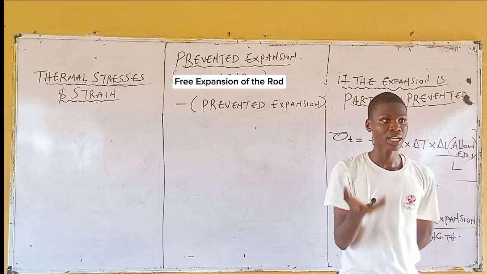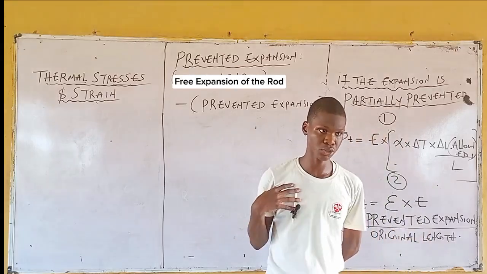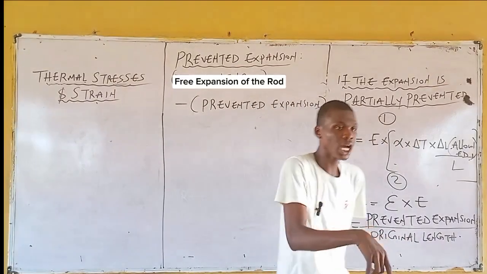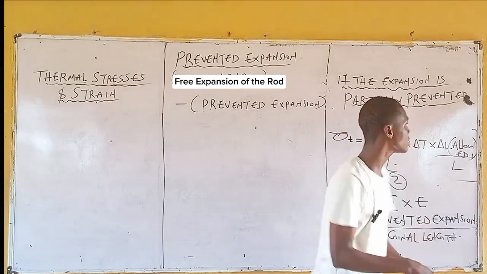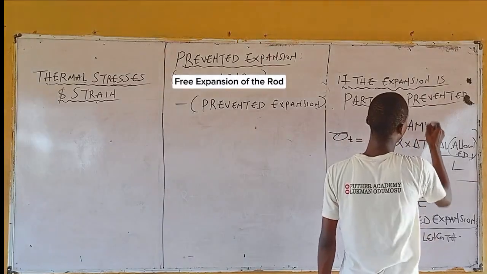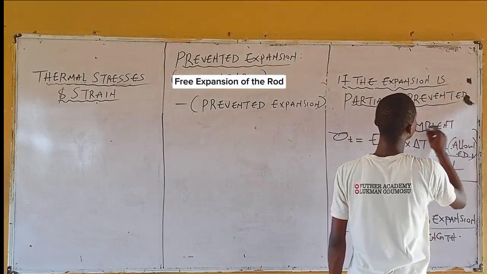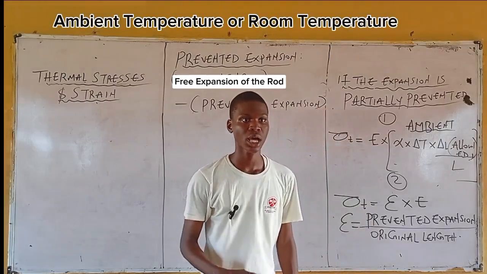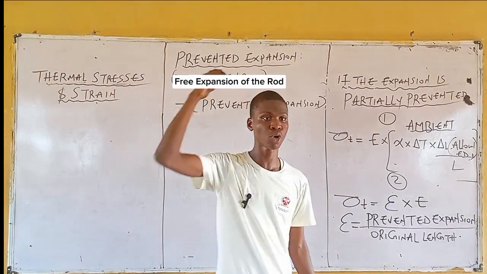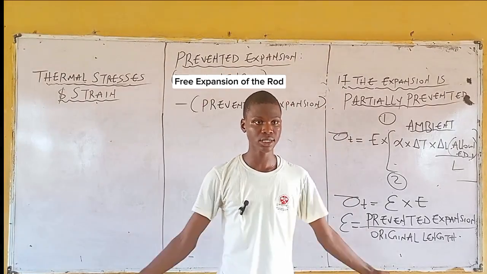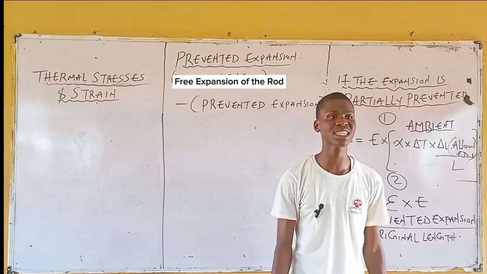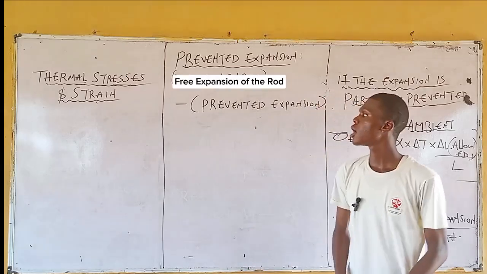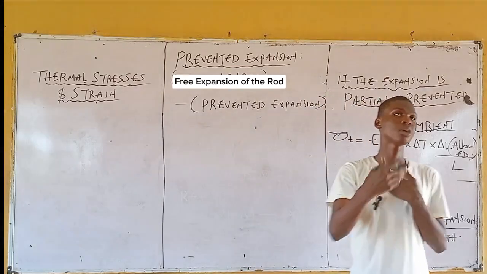I forgot to tell you before: a material has its own temperature, and it is called the ambient temperature. Any question? So initially the ambient temperature is given as 15 degrees Celsius, and this temperature is raised to 65 degrees Celsius, right? So the question now says calculate the free expansion.